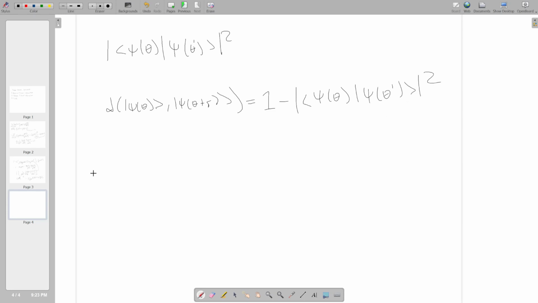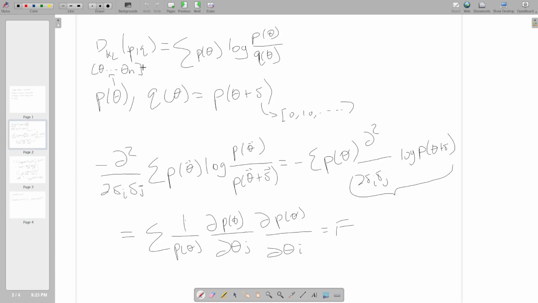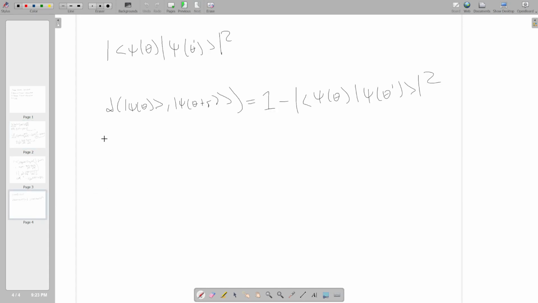All right, that's straightforward enough. So here we have the classical distance. Here we have the quantum distance. Now right here, we just went through the process to get this information matrix. So let's do the exact same thing. I really should have written plus delta here.